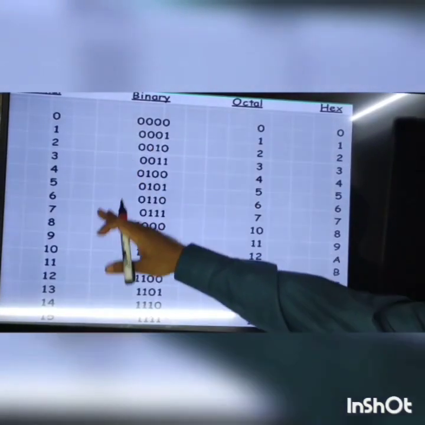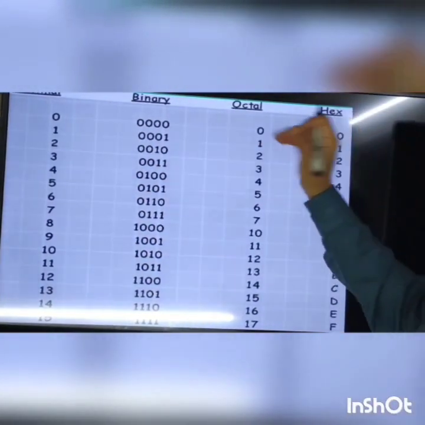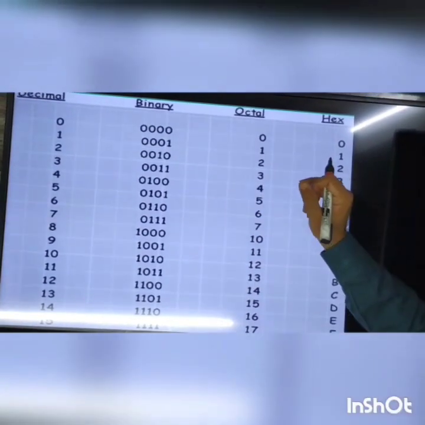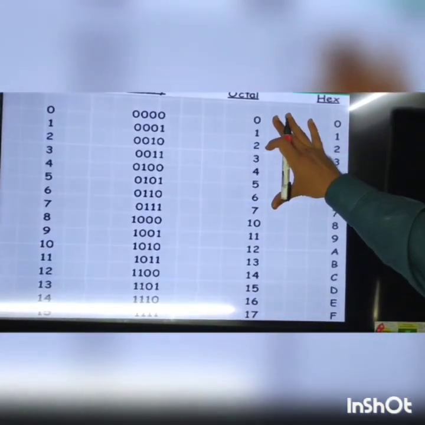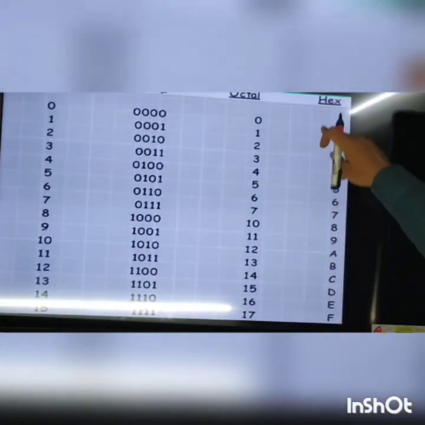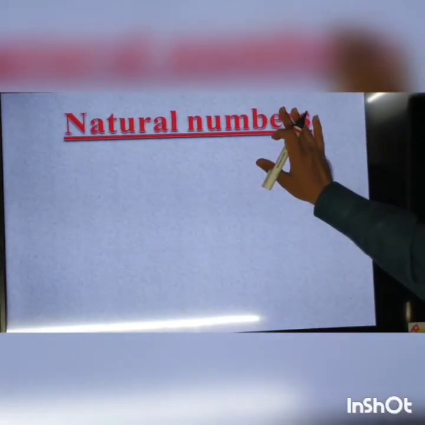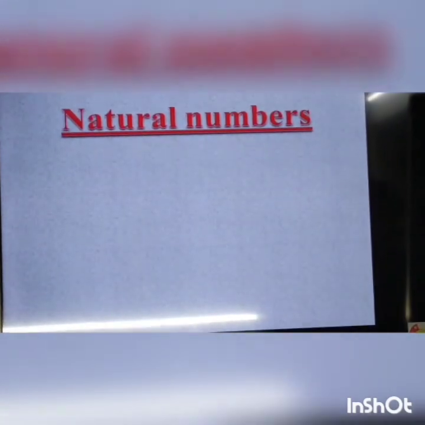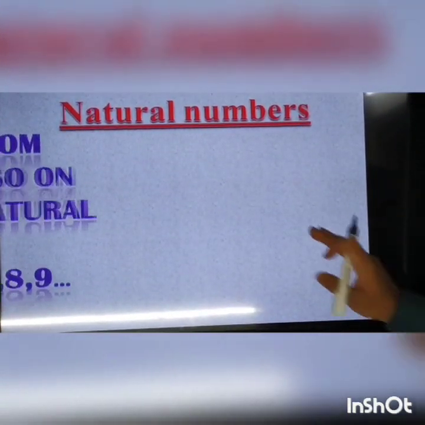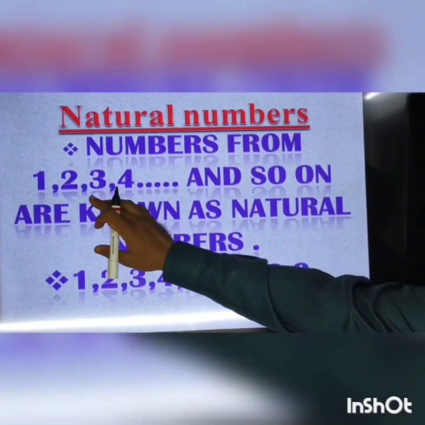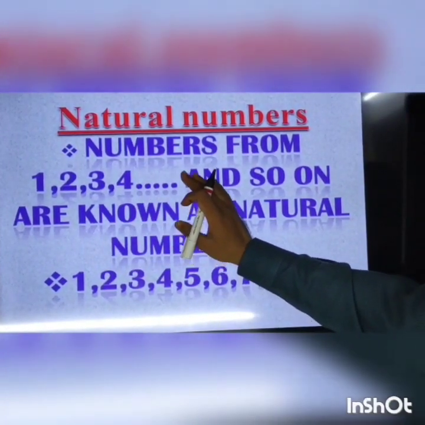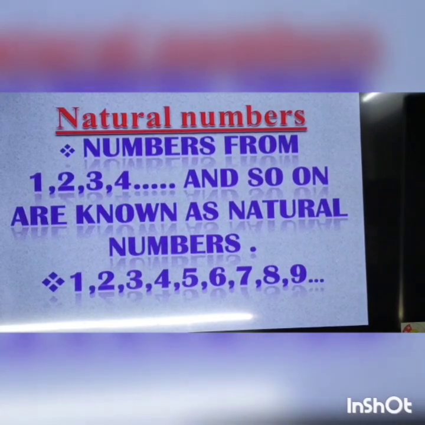The decimal number system uses 10 digits, the binary number system uses 2 digits, the octal number system uses 8 digits, and the hexadecimal number system uses 16. Natural numbers use 9 digits, from 1 to 9: 1, 2, 3, 4, 5, 6, 7, 8, 9. But natural numbers do not include 0.